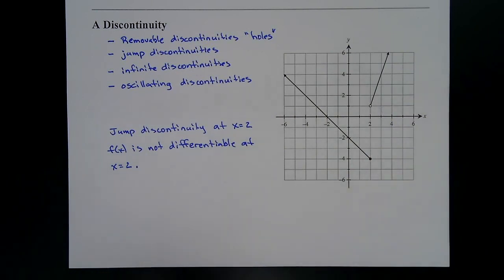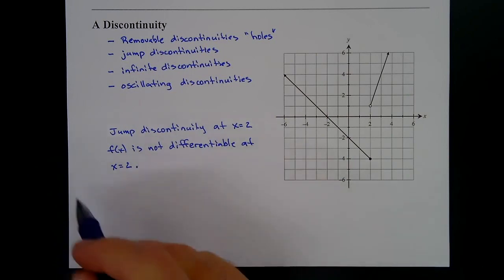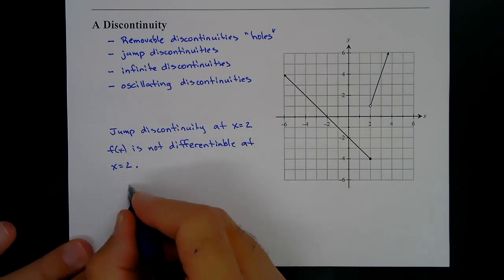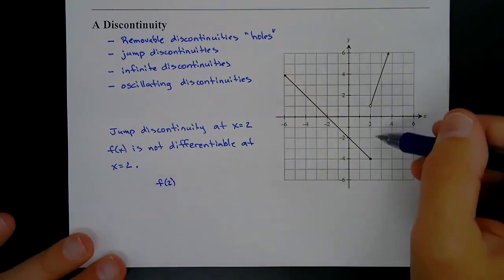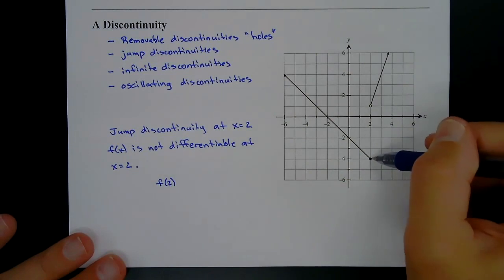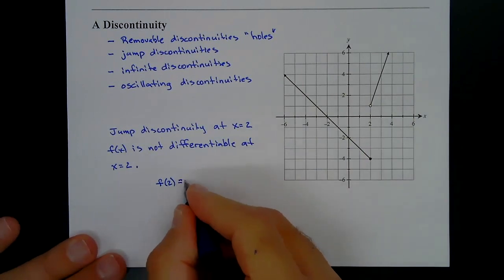So how do we show continuity? Quick review: we have to show the function value, we have to show the limit, and to show the limit, we have to show the one-sided limits, and then we have to show that the function value and the limit are the same. That's how we show it's continuous. So to show a jump discontinuity, we have to find f of 2. Well, it would be -4 because that's what it's defined as, because of the closed dot. So f of 2 is equal to -4.